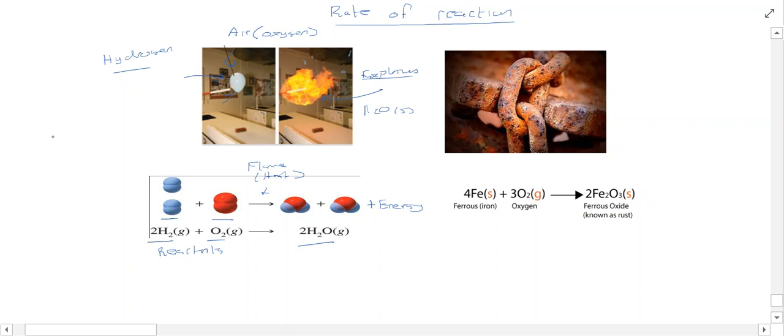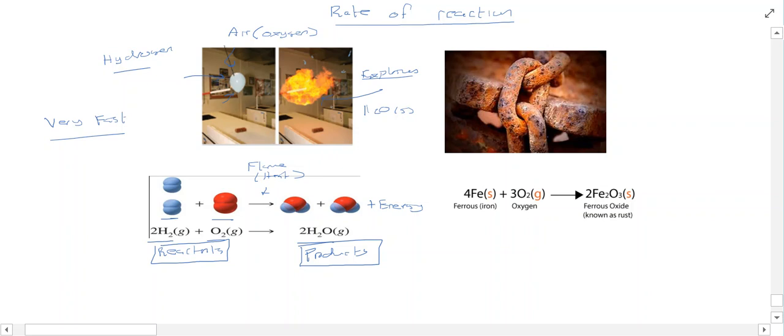Now, this reaction is very, very fast. It happens instantaneously, within the blink of an eye. Within the blink of an eye, you get reactants being changed into products. That happens very, very rapidly.